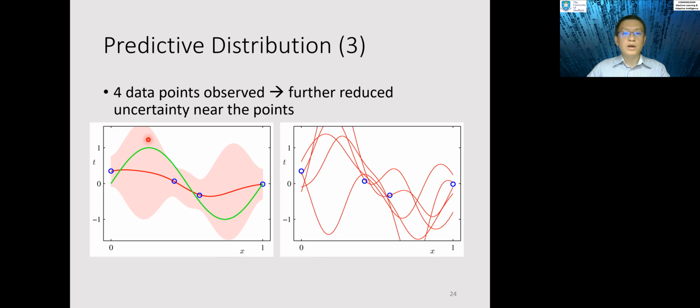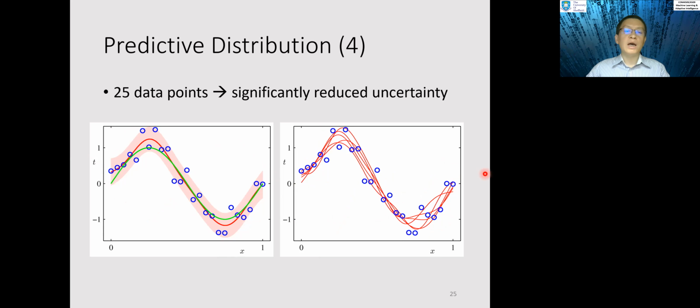So overall, the uncertainty becomes low and the confidence increases. And the sample from the predictive distribution is shown over here. We can see all the generated curves, they tend to pass through the 4 points or stay close to it.